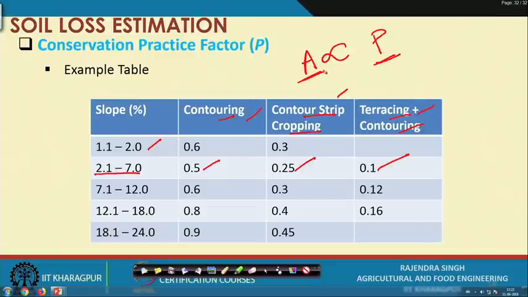So, from this relationship we can see that if we adopt a combination of terracing and contouring over 2.1 to 7% slope, then obviously the soil loss will be less as compared to when we only adopt contouring. So, that is quite obvious.